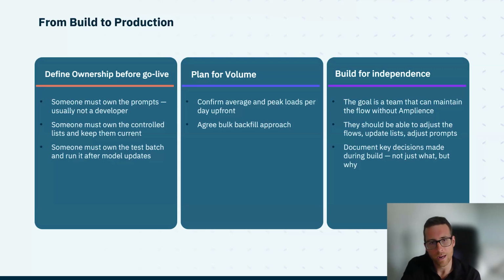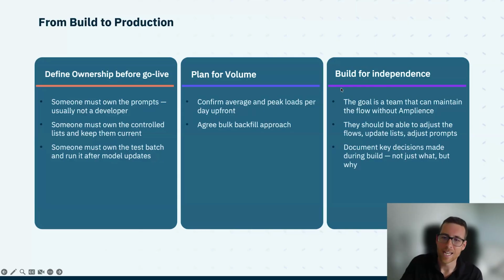The next part is around planning for volume. This is where you'd work directly with the Amplience team, to help us understand what are the expected loads you'll have on a daily, weekly basis. Where might you have peak loads throughout the year where you might be sending more products through the system, just so we can make sure that the flow is set up in such a way to handle those loads as needed throughout the year.